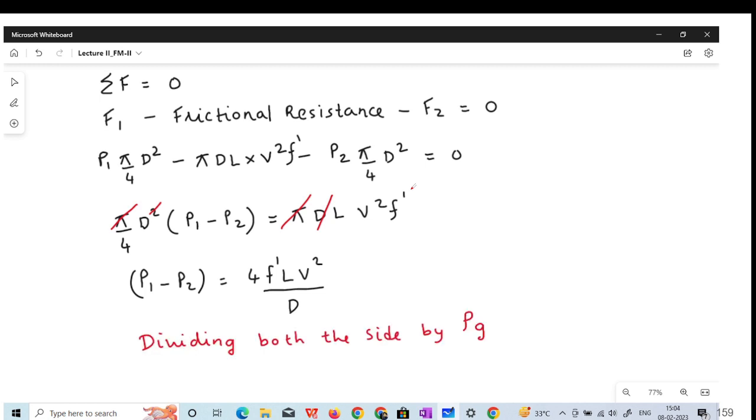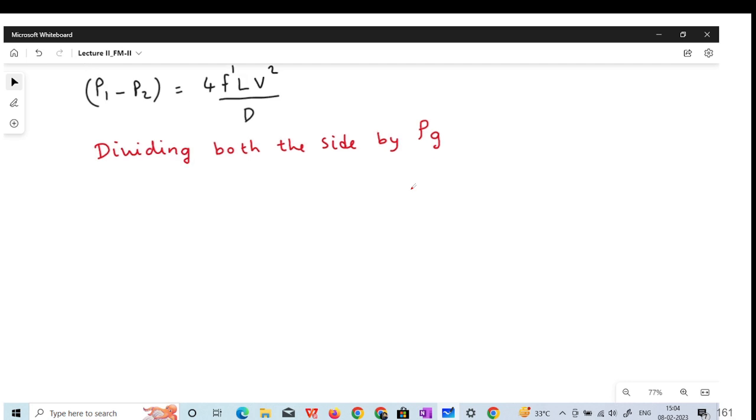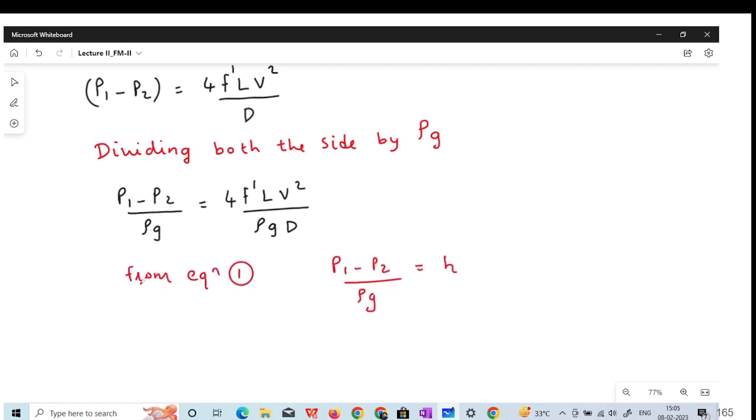After this, we will divide both sides by rho g. We are dividing both the left hand side as well as the right hand side by rho g. What is rho? Rho is the mass density and g is acceleration due to gravity. P1 minus P2 divided by rho g, and the right hand side term divided by rho g. Already we know that P1 minus P2 by rho g is nothing but head loss. From equation 1, it can be written as H, head loss, H equal to 4F dash L V square by rho g D.